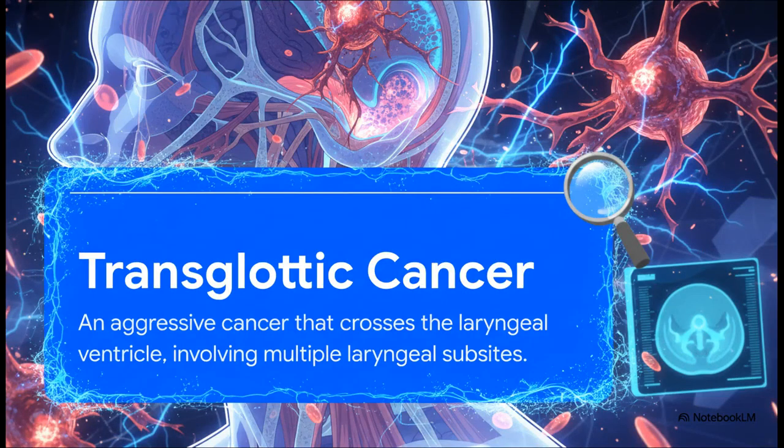Just a quick flashcard term for you here. If you see a cancer that actually crosses the laryngeal ventricle, involving at least 2 of those different subsites we just talked about, that's a transglottic cancer. All you need to know is that it's a sign of really aggressive disease.